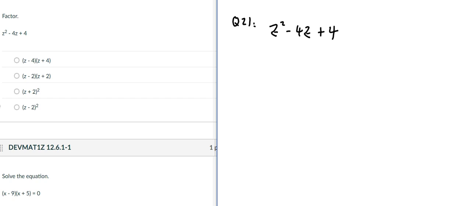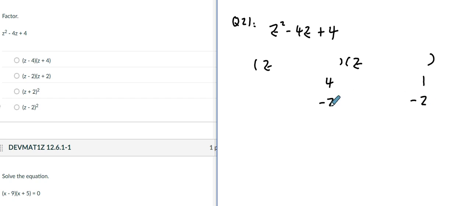Okay, let's look at this question here. We want to factor this one out. Well, again, it is easy for us to rewrite z squared as z times z. And 4 can be split into 4 times 1. 4 can also be split into -2 times -2.